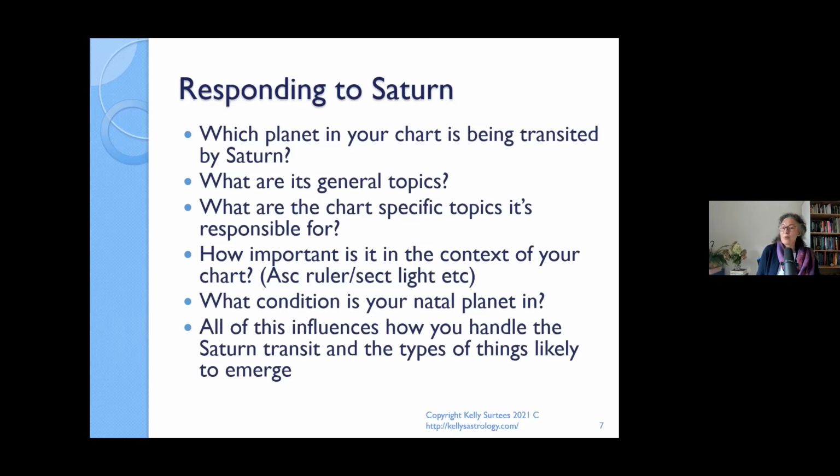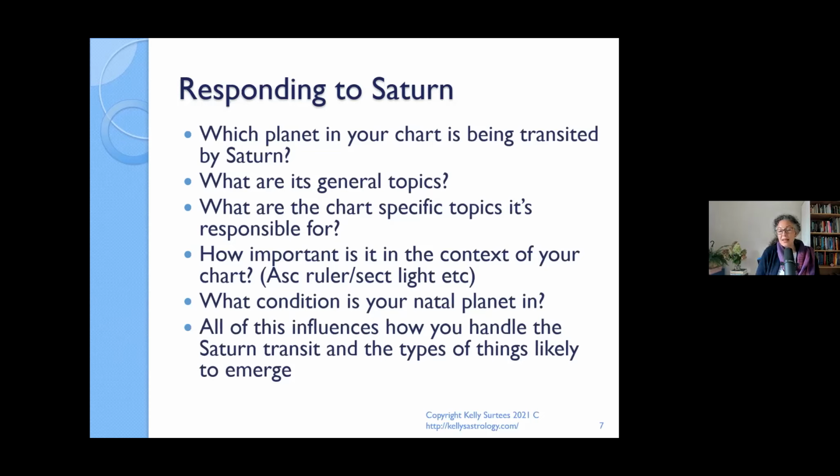For instance, the moon might be about emotions and family, or Mercury might be about communication. What are the chart specific topics that that planet is responsible for? And that's a technique we use a lot in ancient forms of astrology that has to do with house rulership. And we're going to see this in action in a number of our examples today.